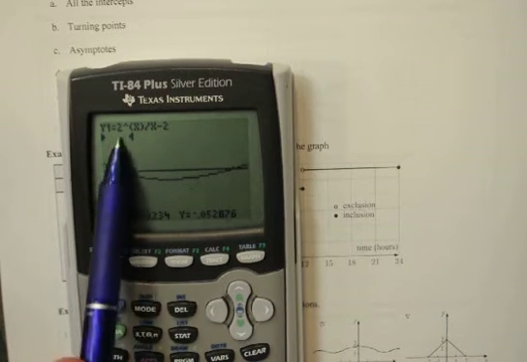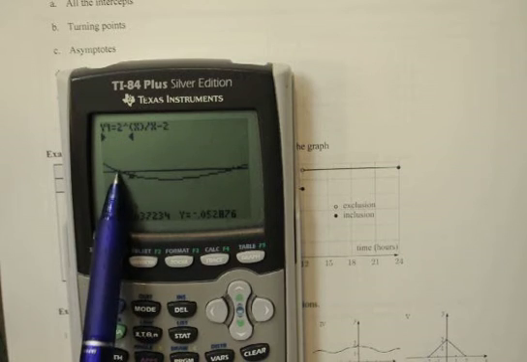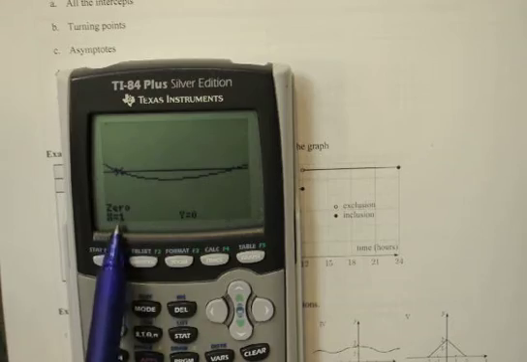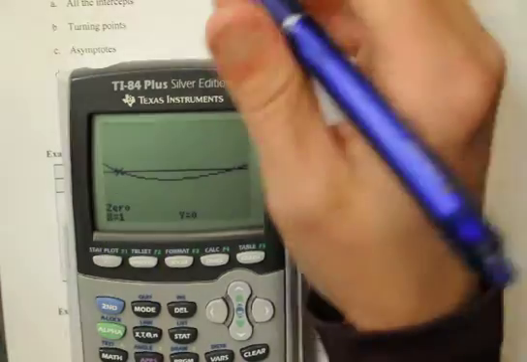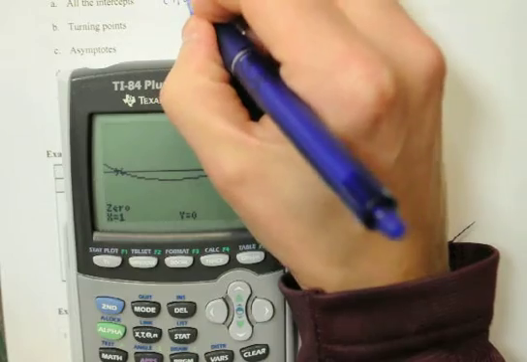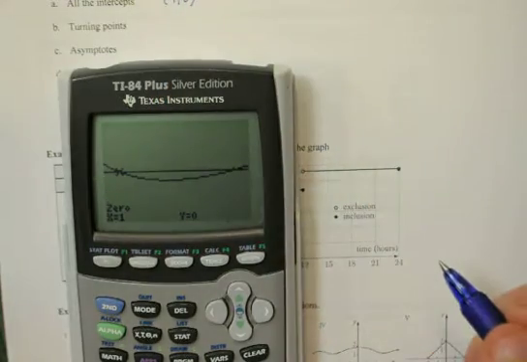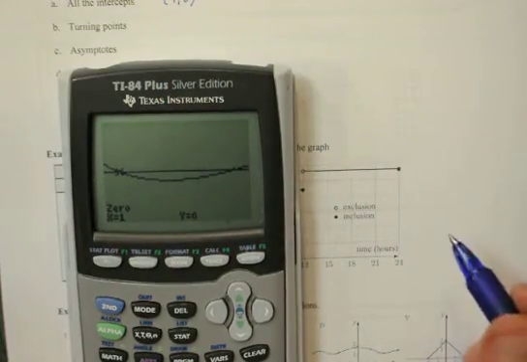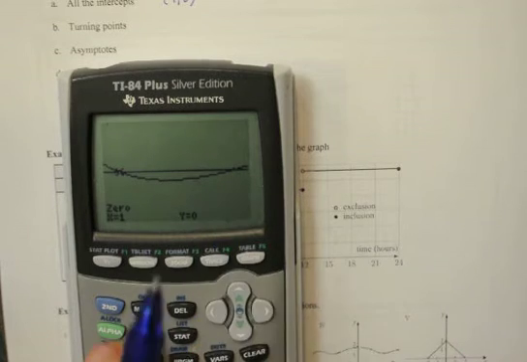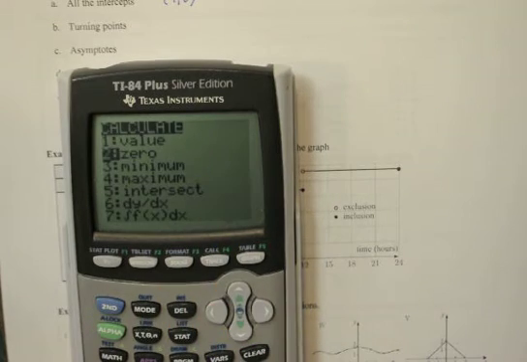I want to find the intercept in this interval, which is right there. Press enter one more time, and it will give you the intercept. 1, 0. So the intercept is 1, 0. And let's find this intercept now. So second calc. This is a 0.